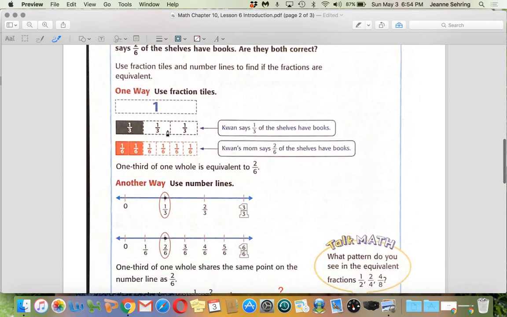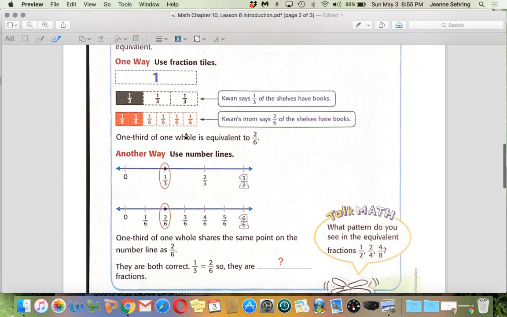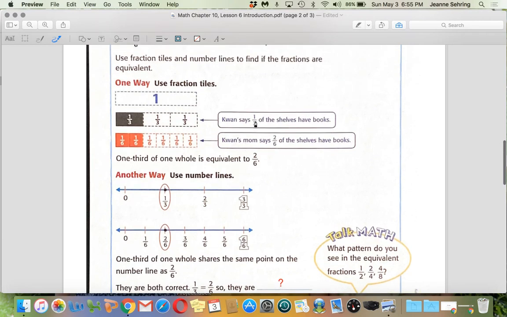So using the fraction tiles again, here we have a tile that's divided into 3 parts, and one part is shaded, so this is 1/3. Here we have a fraction tile divided into 6 parts, and we have 2 of them shaded, so it's 2/6. And you can see that the shaded part for 1/3 is the same amount as the shaded part for 2/6. So those two fractions are equivalent. 1/3 and 2/6 are equivalent fractions.